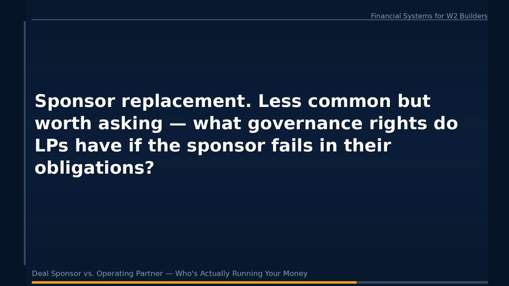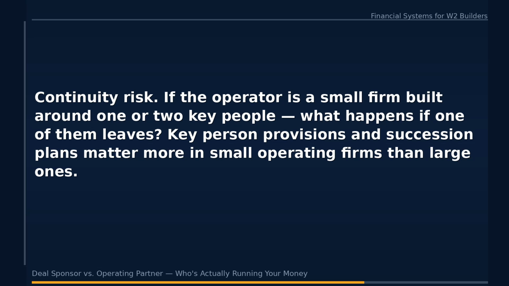Continuity risk. If the operator is a small firm built around one or two key people, what happens if one of them leaves? Key person provisions and succession plans matter more in small operating firms than large ones. Here are the questions to ask when evaluating any co-GP structure.